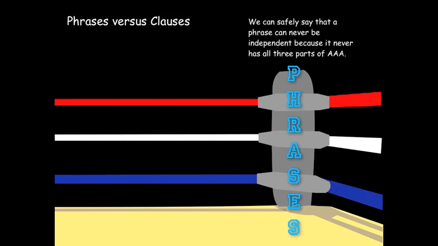It is safe to say that a phrase can never stand alone as a simple sentence or an independent clause, because independent clauses and simple sentences must have at least actors and actions working together.